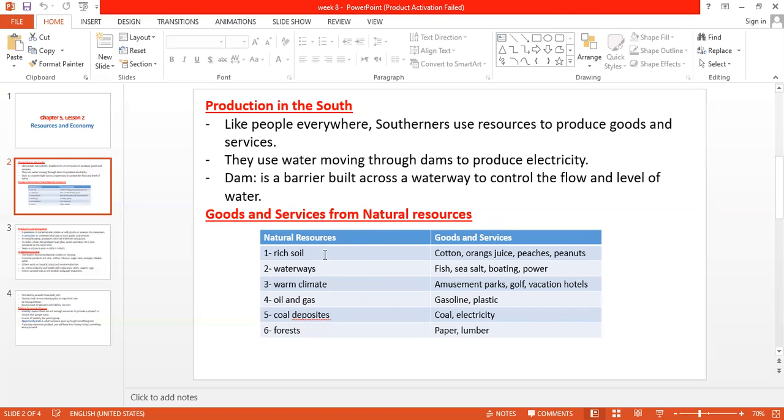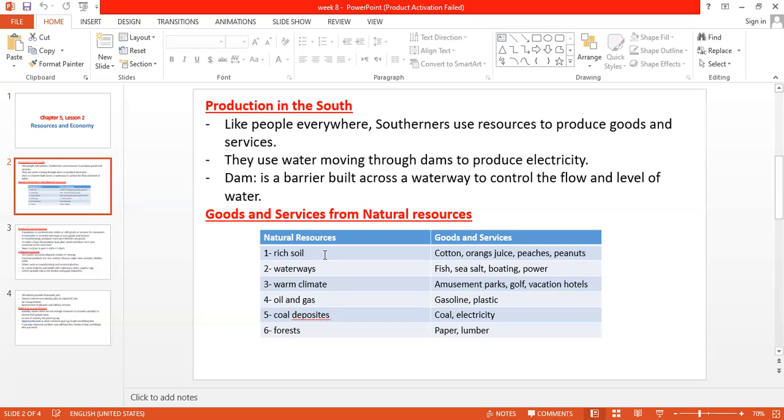Number one, the South has rich soil. You remember when I told you that in the east of America, the New England colonies didn't have rich soil, but some parts of the middle colonies, yes, have rich soil. The middle colonies and the southern colonies have rich soil.